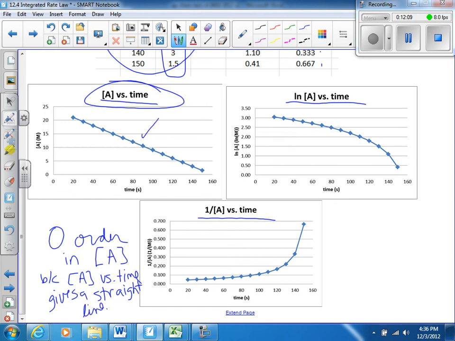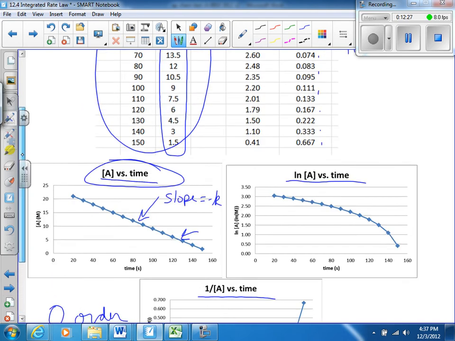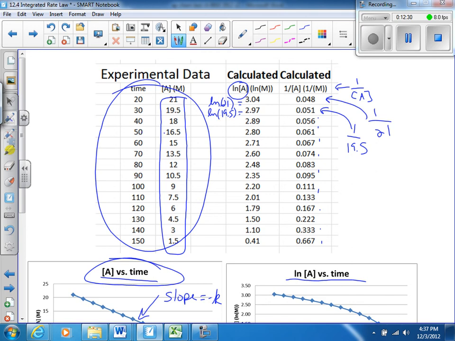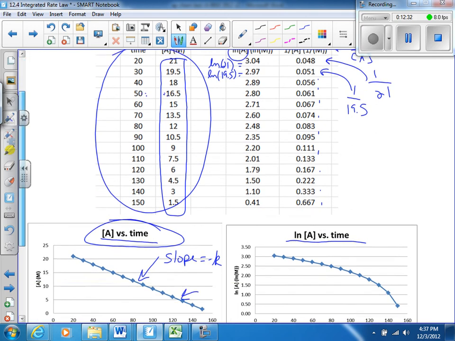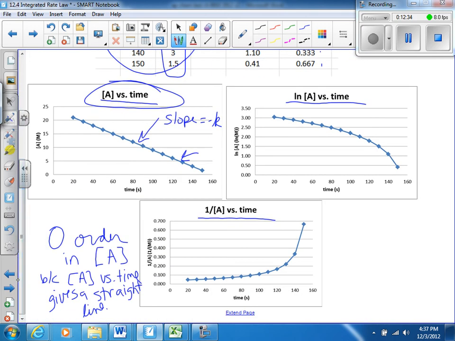Now, the slope of this line is negative k. So if I calculated the slope of that line, I would know the specific rate constant for this reaction would be the negative of the slope of this line right here. So all I need are concentration versus time data, and I can identify whether a reaction is 0, first, or second order, depending on which graph gave me a straight line.